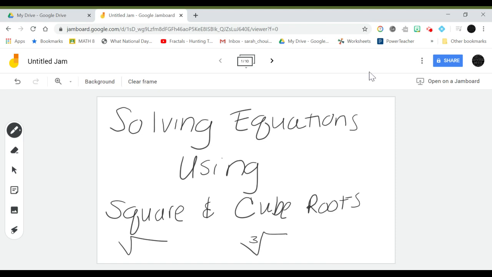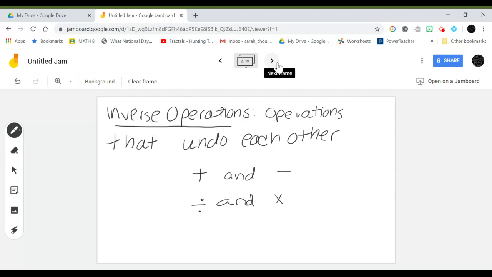All right, in this video, we are going to solve equations using square roots and cube roots. So inverse operations are what we use to solve equations. They are operations that undo each other. So we have addition and subtraction, those undo each other. Division and multiplication undo each other. And now we're going to add two more. Square root and squaring are inverse operations.